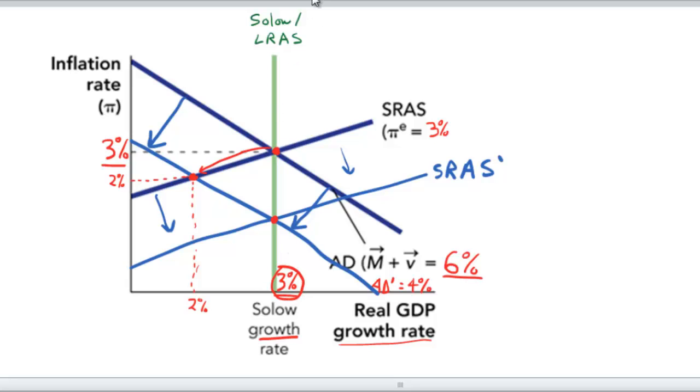Remember, the solow growth rate is based on full utilization of the real factors of production, and this economy never lost real factors of production. How do we know that? It didn't say so in the problem. Okay, it just said we had an aggregate demand shock.